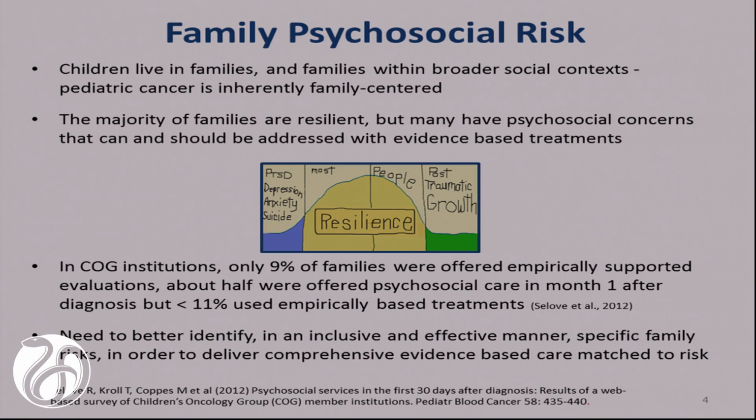There was a paper authored by Rebecca Seelove and colleagues a couple of years ago that showed, quite dramatically, how infrequently evidence-based psychosocial care is being delivered to children and families in COG institutions. There are a number of facts in there to think about, but only 9% of families were offered empirically supported interventions in the first month after treatment. I think this is highly consistent with what we talked about yesterday. So we need to figure out how to do this in an inclusive and effective manner to understand family risks.